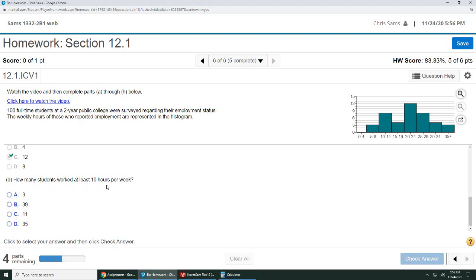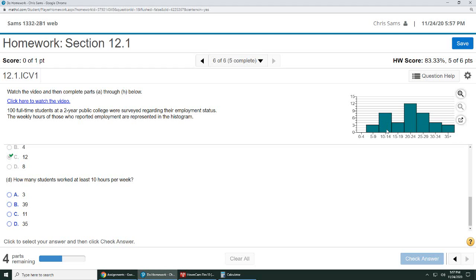D, how many students work at least 10? So at least 10 or more. Like I said, you need at least a 70 to pass, you need 70 or above. So don't think that least means less than. At least means that is the smallest or more. They worked at least 10 hours, so 10 or more would be this group, and we would add all of these.